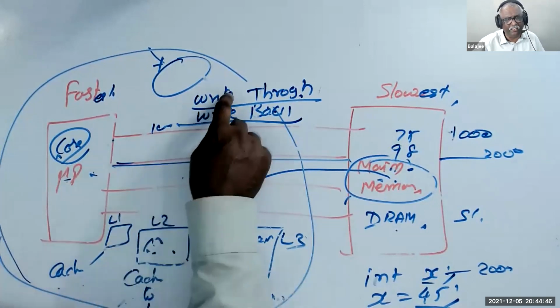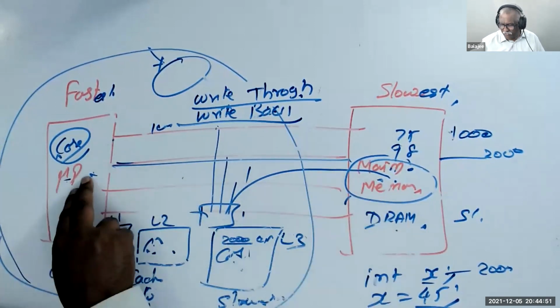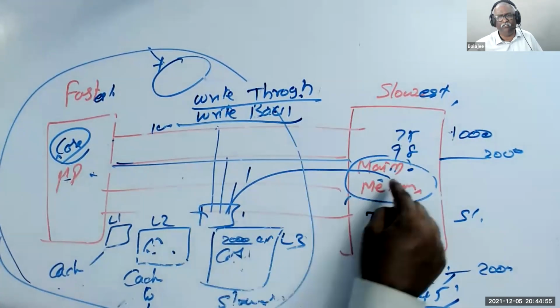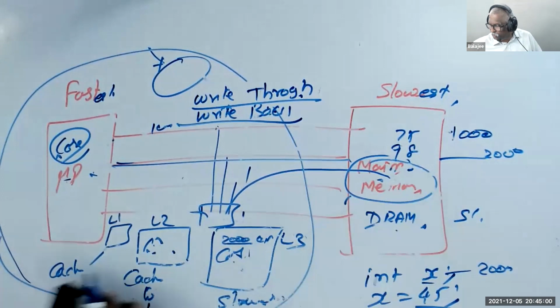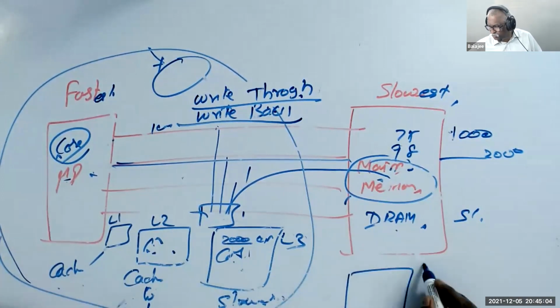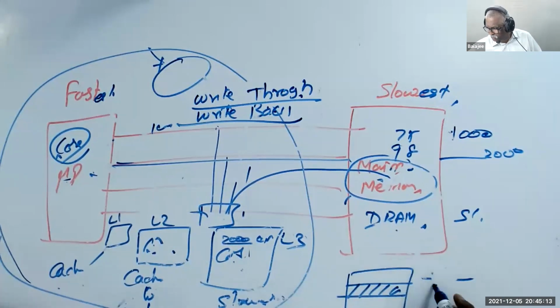So please understand, write through means I will bypass the controller and write. Write back means I will copy it only in the cache, not at the main memory. I will not update. These two will be different. So you have to make sure that in the MMU, you have to say, let's say for your peripheral, RTC and so on, anything, you should tell them not to access this area as cacheable, non-cacheable.